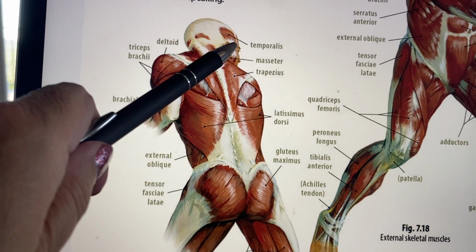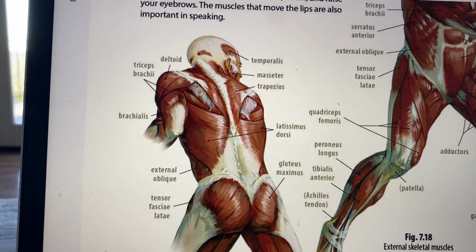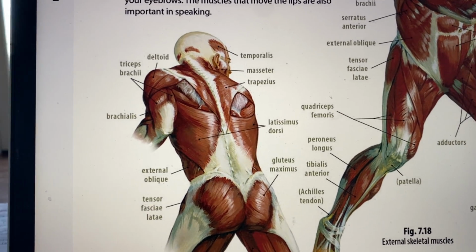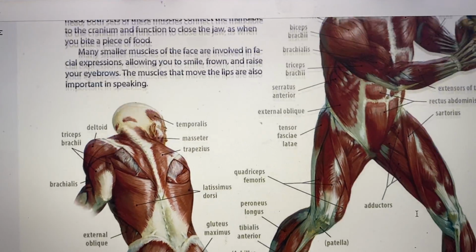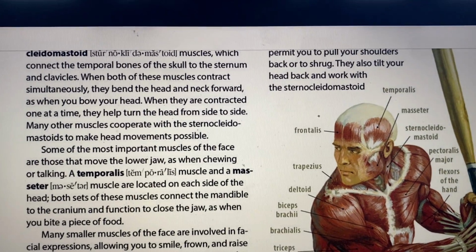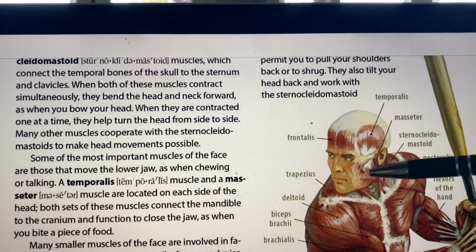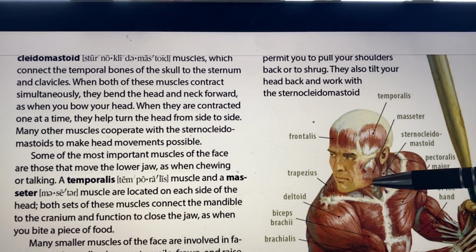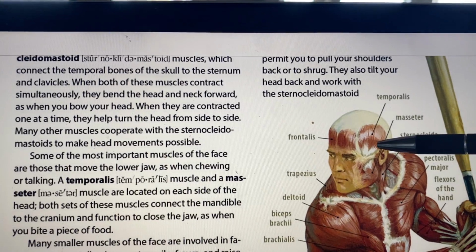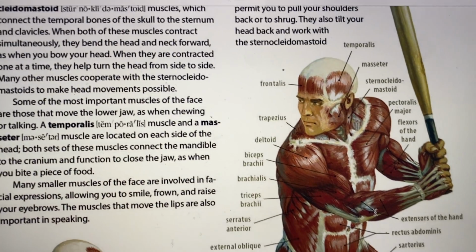These are both muscles that open and close your jaw, and they work opposite from each other, the temporalis and the masseter. Let's look on the other guy's head here so we can see where this is in the front. There we go. We got the temporalis and the masseter here. So you can see where they are. See by your jaw. Masseter is by your jawbone and the temporalis.